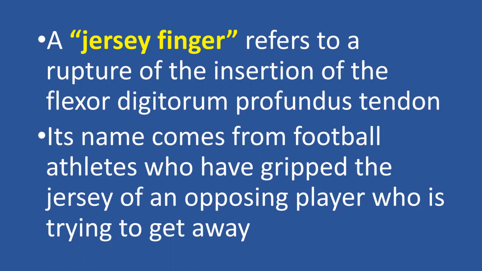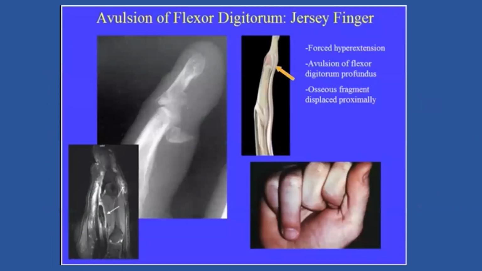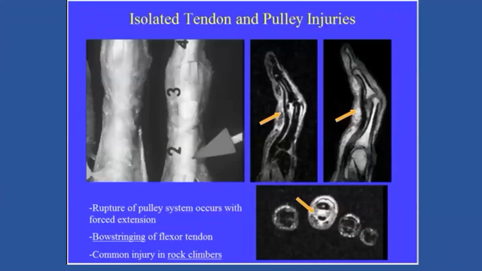And it most commonly involves the fourth finger. This is it. The fragment of bone moves proximally. It may stop at the PIP joint, or the proximal interphalangeal joint, or at one time I had to remove it from the wrist. And it is the fourth finger, which is the most common. At times, we can get ruptures of the pulley system, and this occurs with forced extension, and we have bowstringing. The tendon doesn't stick to bone, it bowstrings with flexion. And this is common in rock climbers.